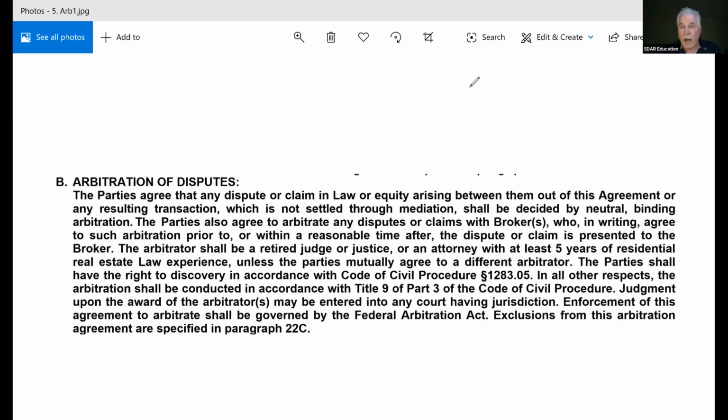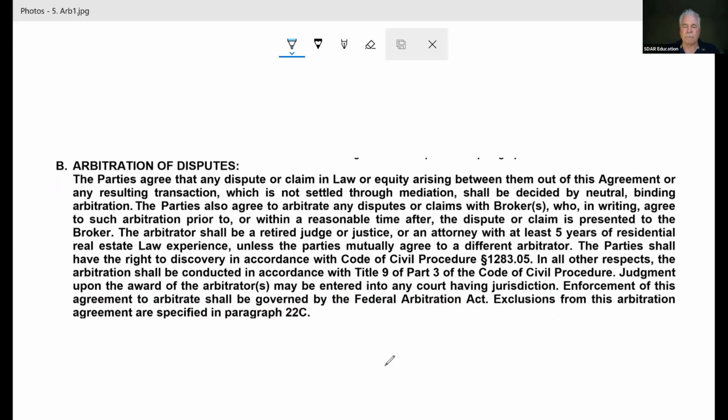Okay. So remember that you agreed or not to arbitrate, and you agreed to be bound by the decision. "Enforcement of this agreement to arbitrate shall be governed by the Federal Arbitration Act." Exclusions we're going to talk about in a second. Okay, everybody good? Questions about any of that? Isn't that fun? God, I love this stuff.